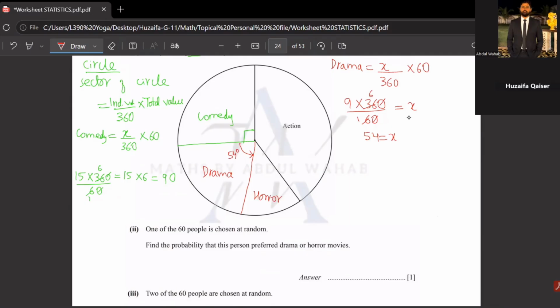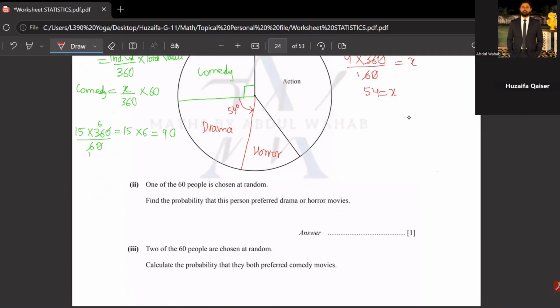Now we have a few minutes left. Once the meeting is over, we will end the class. Okay. Now, one person from the 60 people is chosen at random. We need to find the probability that this person preferred drama or horror. The person might like drama or the person might like horror movie.